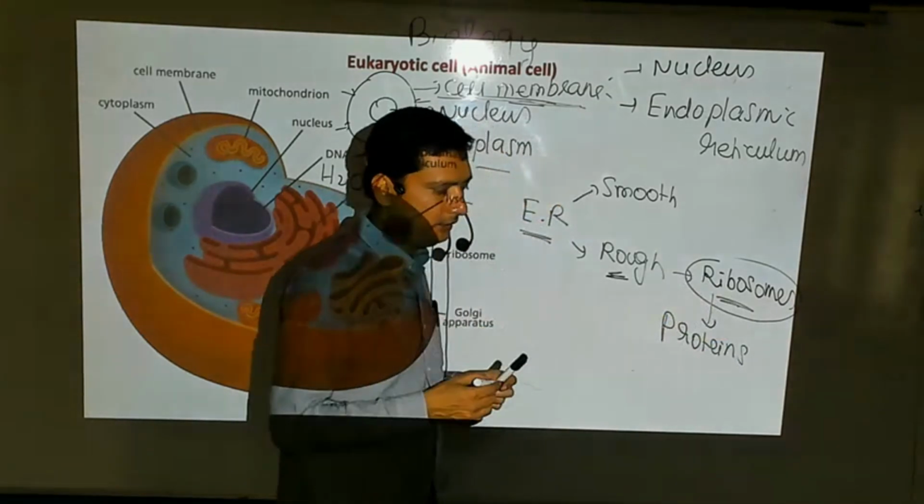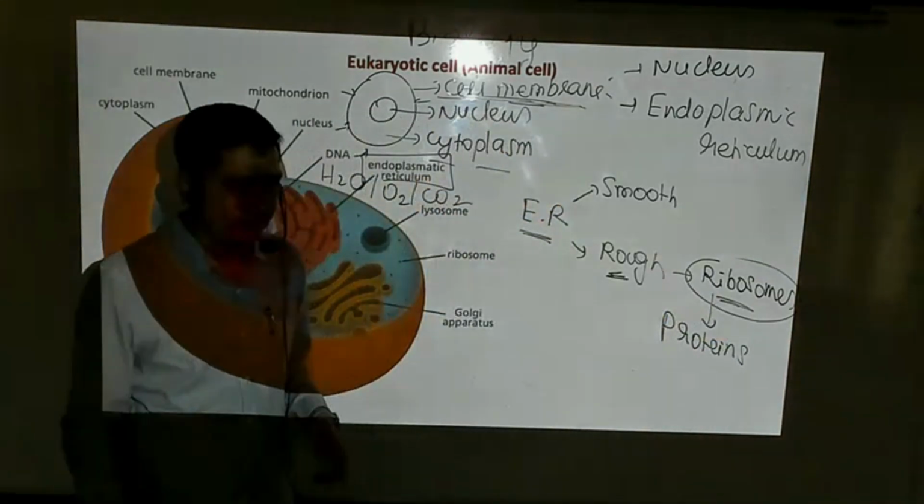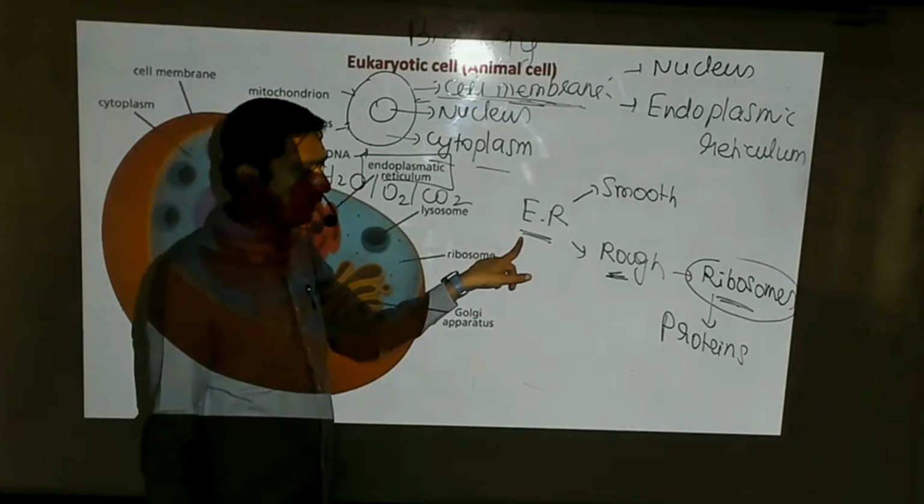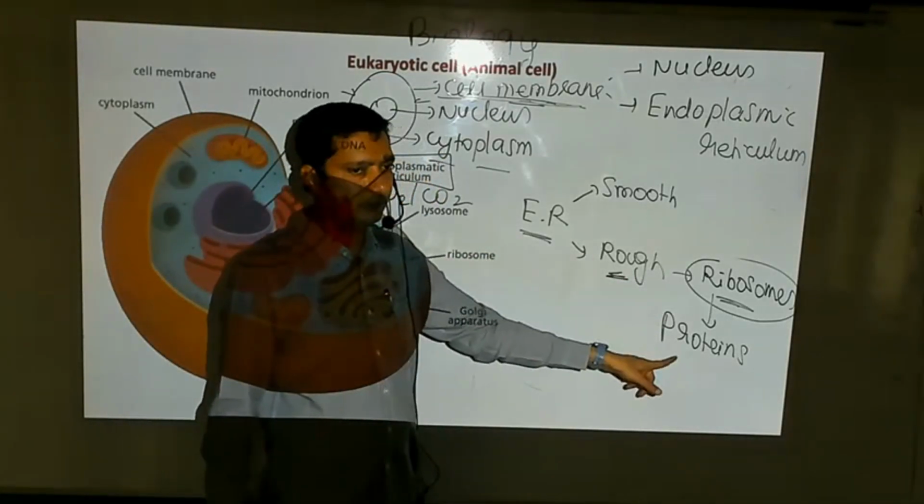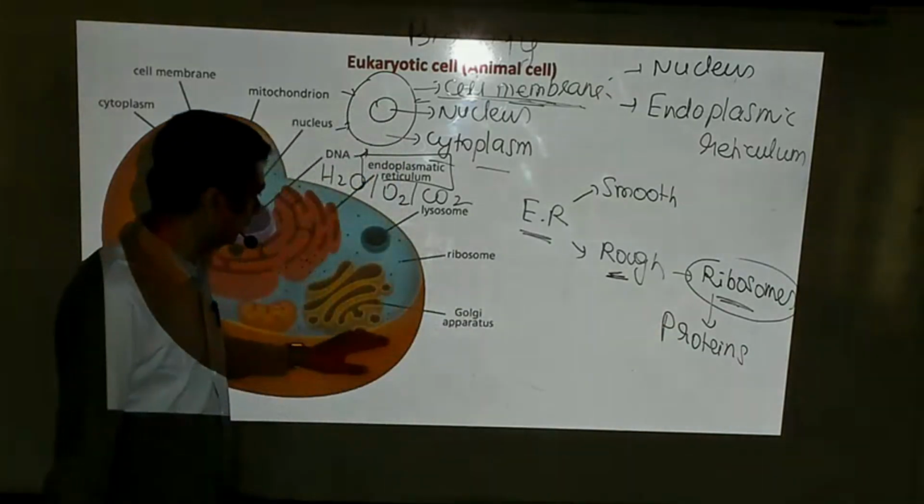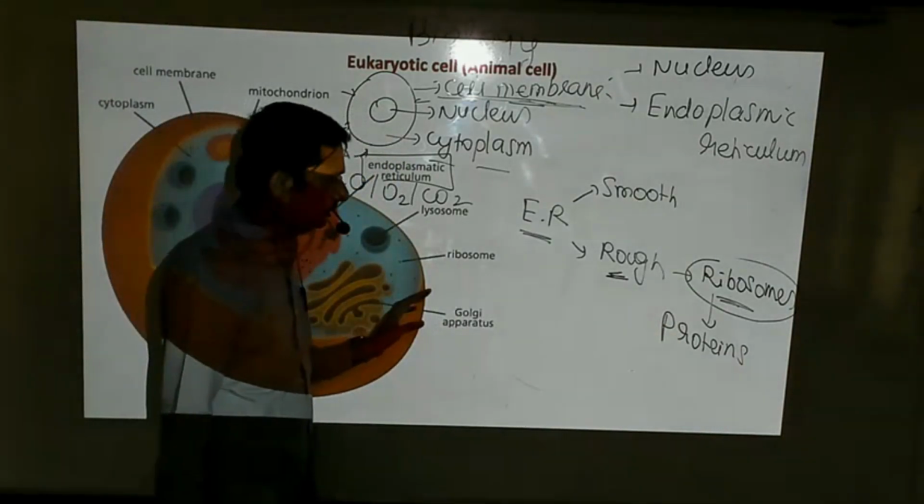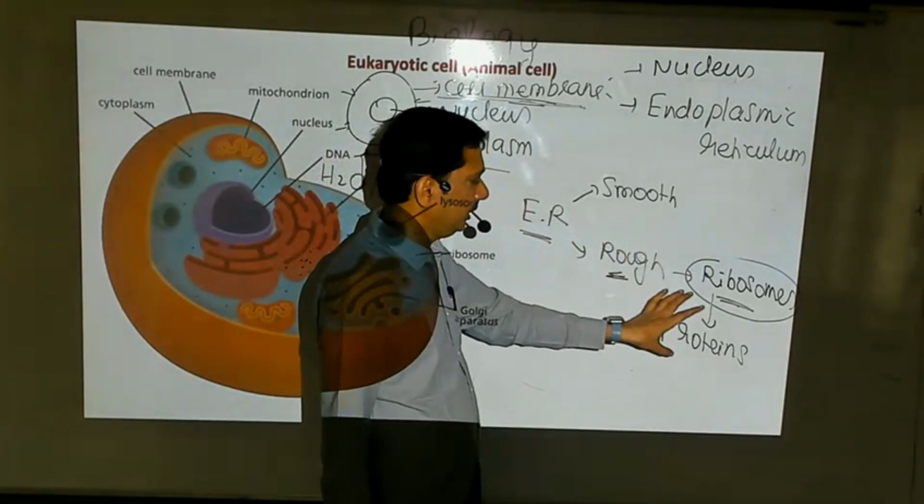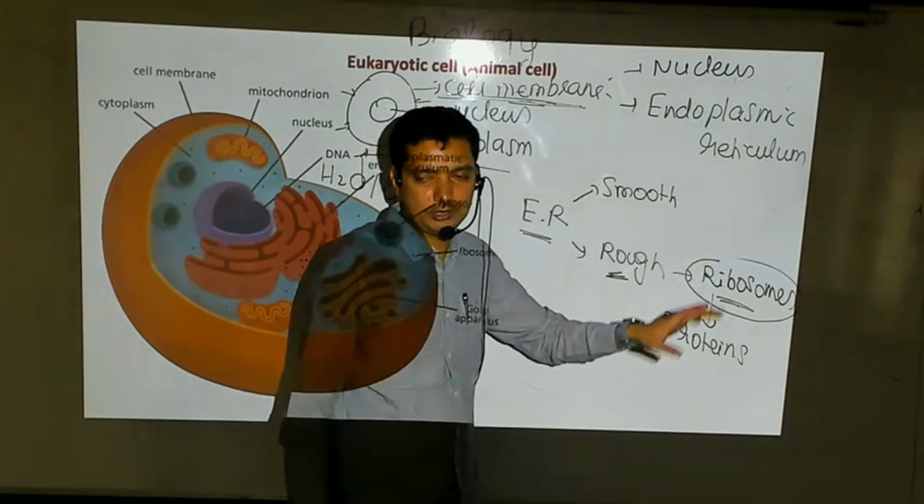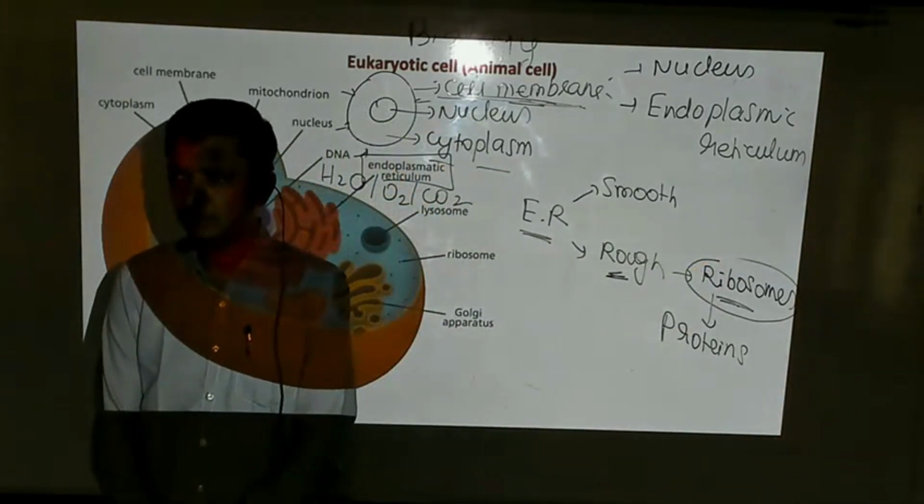So based on this link, you can understand that it is a job of endoplasmic reticulum to help produce proteins. This is where proteins are made mostly. They can also be made somewhere else, but most of the times on ER, on particularly the rough part of the ER, proteins are synthesized with the help of ribosomes.